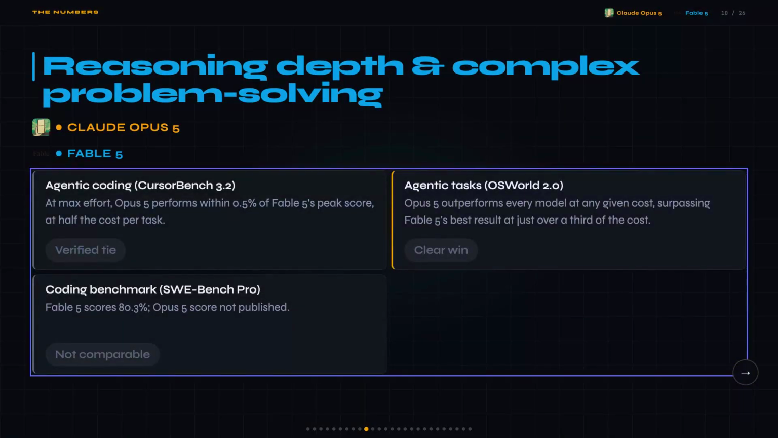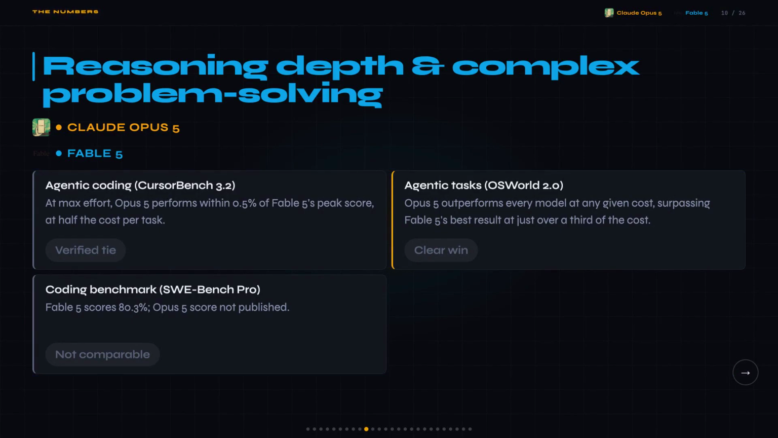On Cursor Bench 3.2 at max effort, Opus 5 lands within 0.5% of Fable 5's peak score and does it at half the cost per task. And on OS World 2.0, it outperforms Fable 5's best result at roughly 37 cents on the dollar. But Fable 5 holds an 80.3% on SWE Bench Pro, and the Opus 5 number there just isn't published yet.